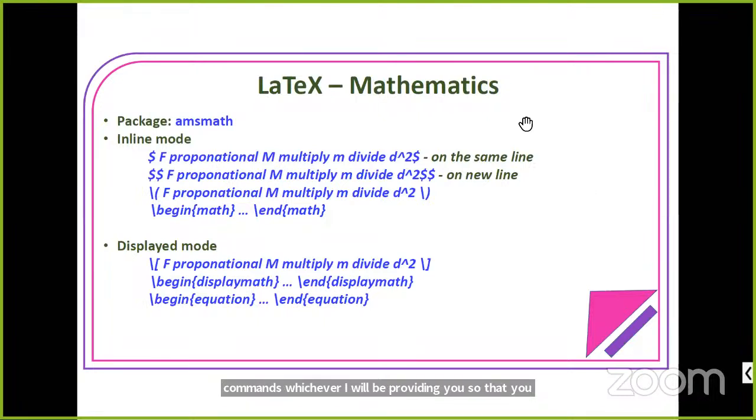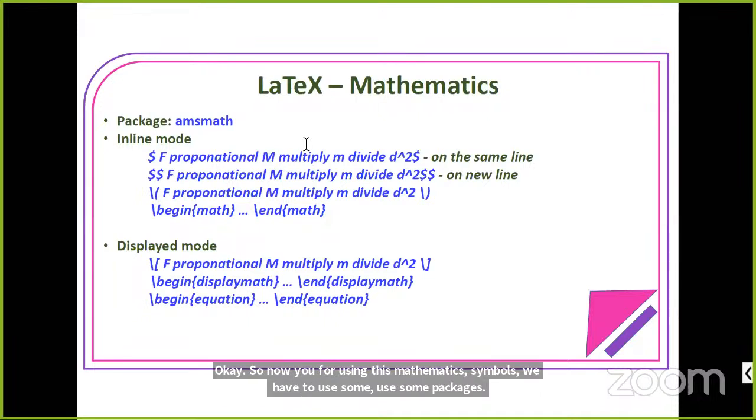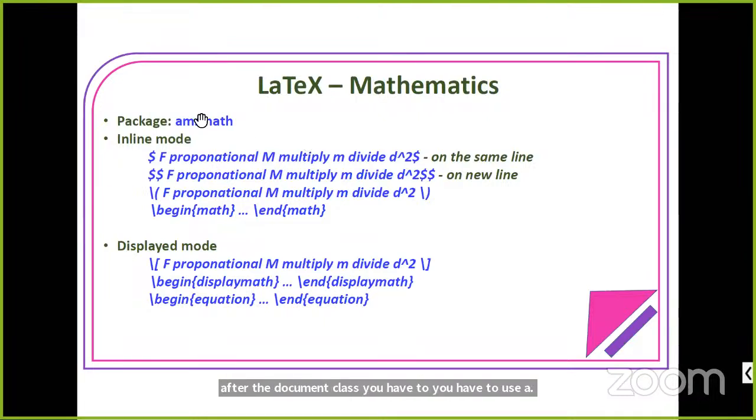Now, for using these mathematics symbols, we have to use some packages. The amsmath package should be used. We will be using the package in the preamble. That is, after the document class, you have to use the command \usepackage, and then amsmath. You have to use it like this.